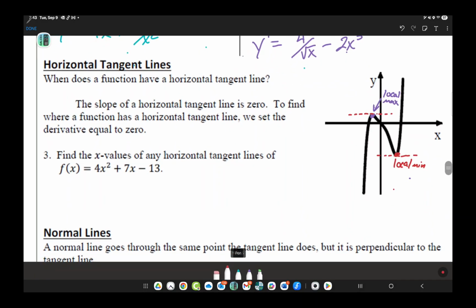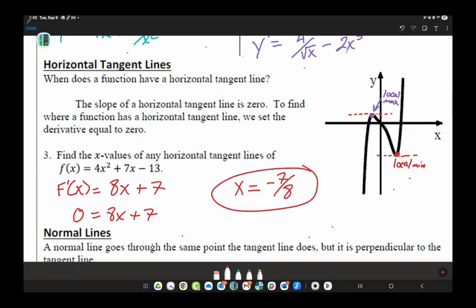So we are going to find just the x values of any horizontal tangent lines. So we're going to first find f prime of x. So what's the derivative of this function? 8x plus 7. So if we set that equal to 0, 0 equals 8x plus 7, what does x have to be? Negative 7 over 8. That is your x value of the horizontal tangent line. By the way, this is not the graph of that function, obviously, because that's a quadratic function. That's at least a cubic function, if not more.